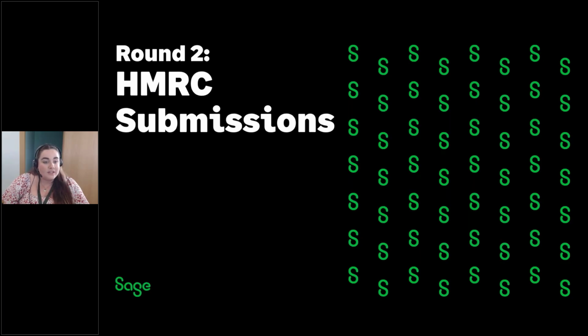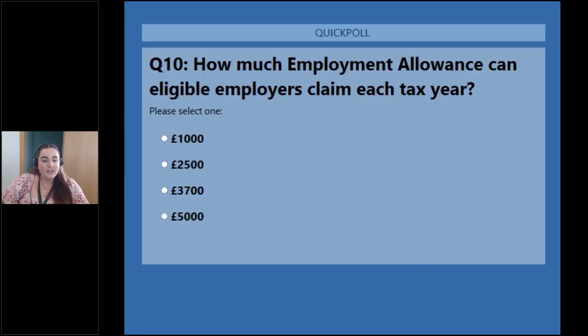And move on to the last question of this round before we reveal the answers. So question 10. How much employment allowance can eligible employers claim each tax year? So how much employment allowance can eligible employers claim each tax year? Is it £1,000, £2,500, £3,700, or £5,000?